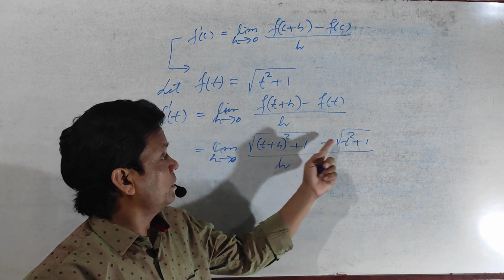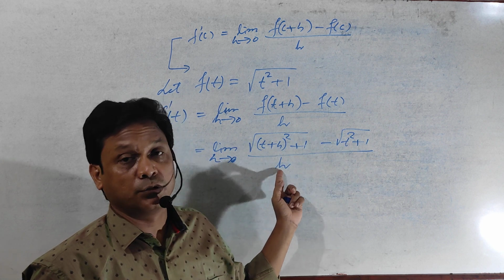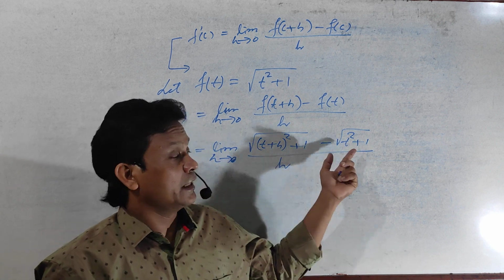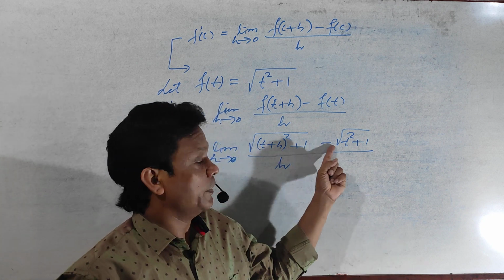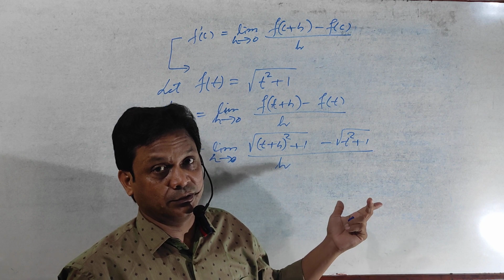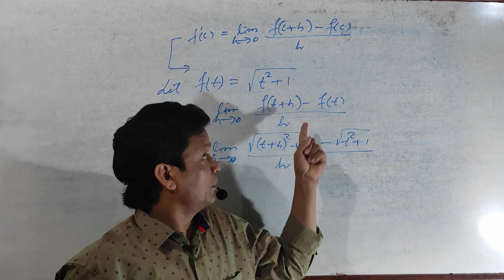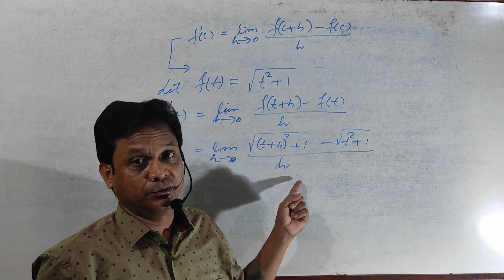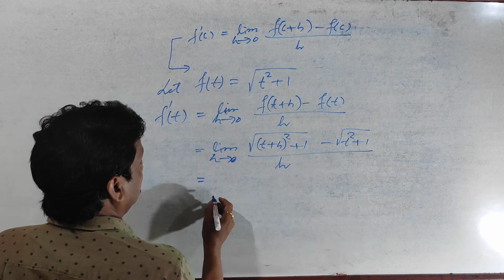t square plus 1 root over t square plus 1 root over 0. This one is 0, this one is 0, so 0 by 0. And you can rationalize this one. That means it is in the form of a minus b. You should multiply a plus b in the numerator and denominator, you will get the answer. I have told you, if you do not do the limits, then you cannot do the derivatives.